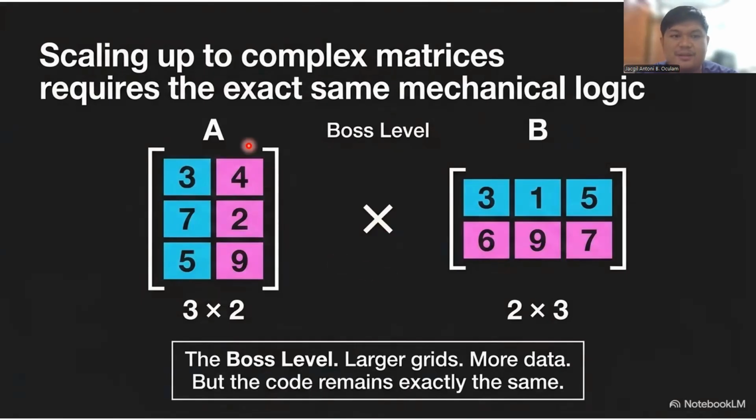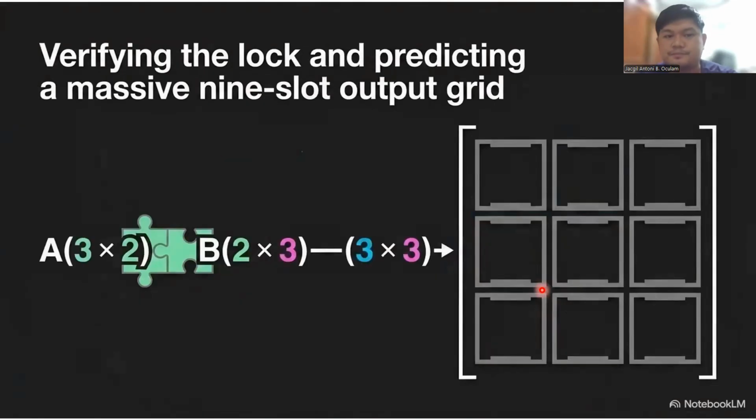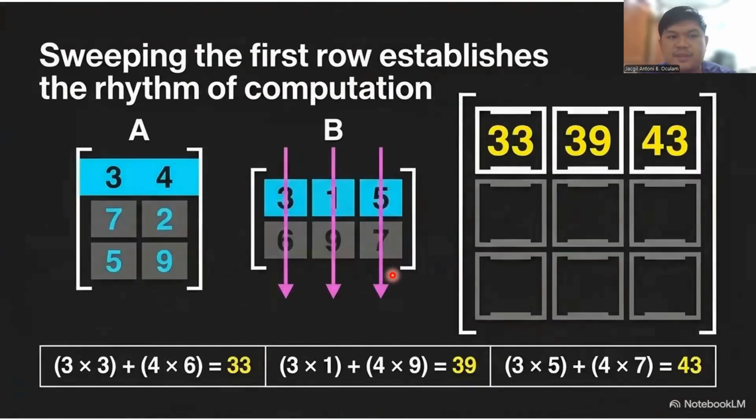So let's have another example. We have matrix A is 3 by 2 and matrix B is 2 by 3. Checking if they're compatible. Yes, they are compatible. The inner dimension is 2. Therefore, the outer dimension, 3 by 3, will be the dimension of the final answer. There you go. They're compatible. Hence, the final answer will have a dimension of 3 by 3.